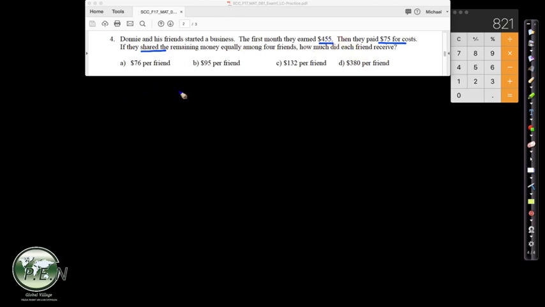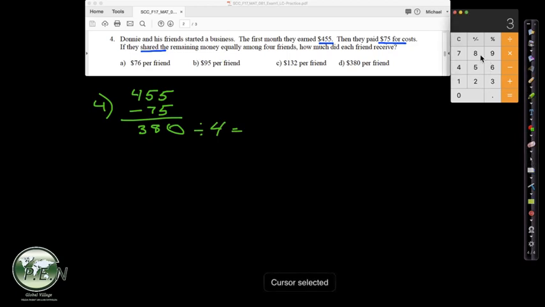Well, first, they made the total amount of money, $455. They had to pay their expenses first, so we have to subtract that off first. Order of operations. Gives us this. 2, the complement is 2, that gives 8 and 3, $380. And then since there are 4 friends, we're going to divide this by 4. 380 divided by 4.